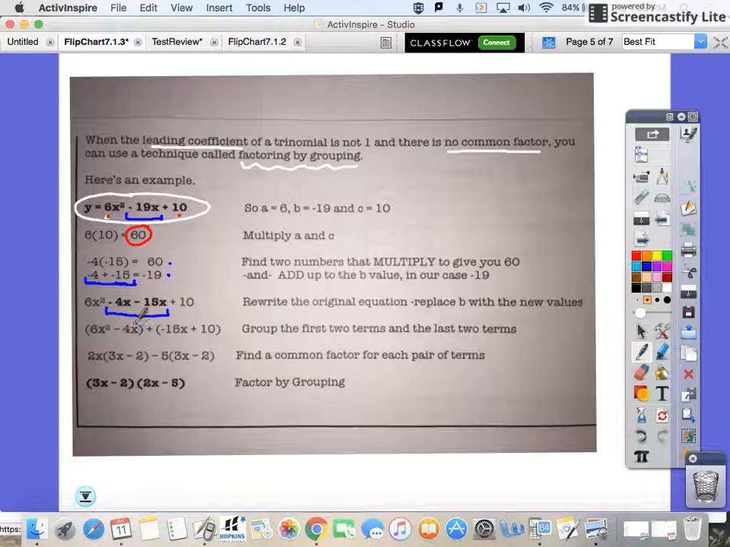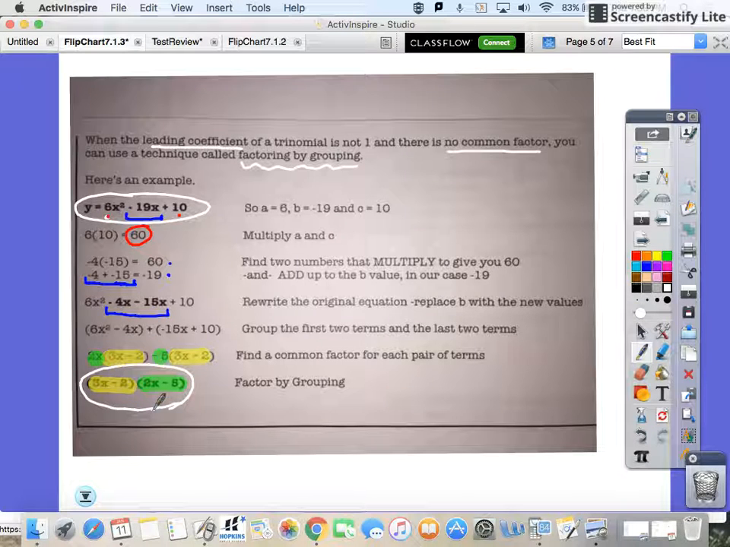Then we put parentheses around them, and we pull out the common factors. So 6x squared and 4x, you can pull out 2x's from those, and you're left with 3x minus 2. From this, you can pull out a negative 5, and you get 3x minus 2. The key here is that these two things have to match. If they don't, it's kind of defeating the purpose, because once those match, they get their own parentheses, and these two get a separate one. So they would be factored at this point.